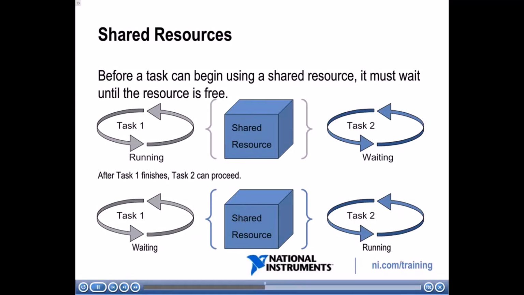So let's say loop 1, task 1, is running and using that shared resource. While task 1 is using it, task 2 is sitting there waiting on that resource to be available. Let's say task 1 finishes. Now task 2 can proceed. If we look at the bottom, task 1 has just finished, so task 2 can now use the shared resource. In the meantime, while task 2 is using the shared resource, task 1 will have to wait if it's trying to use it again.